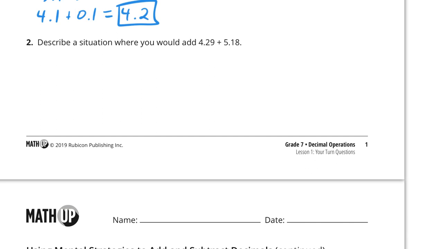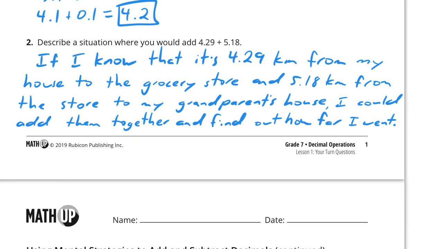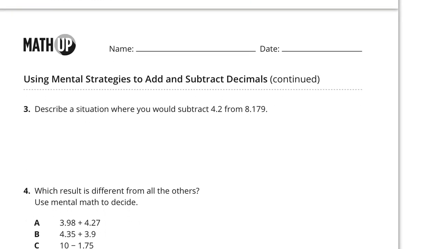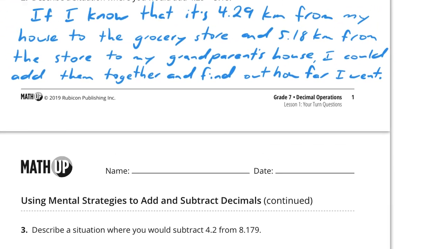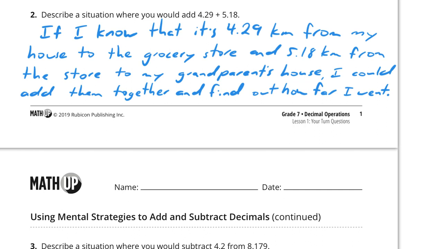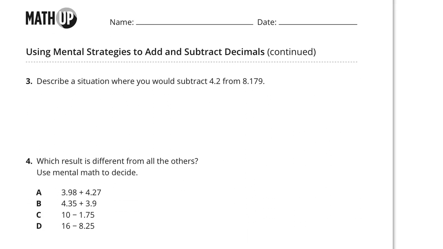Describe a situation where you would add 4.29 and 5.18. I might say something like this. If I know that it's 4.29 kilometers from my house to the grocery store and 5.18 kilometers from the store to my grandparents' house, I could add them together and find out how far I went. And I should add, you are not allowed to copy from this. You have to find your own situation to write down in your own work.